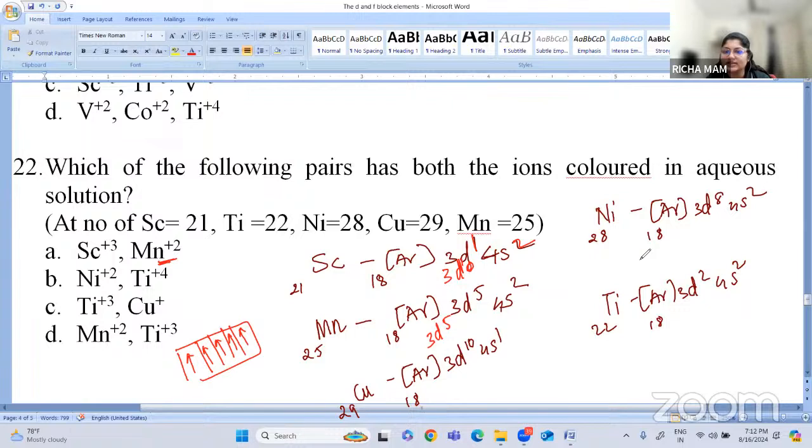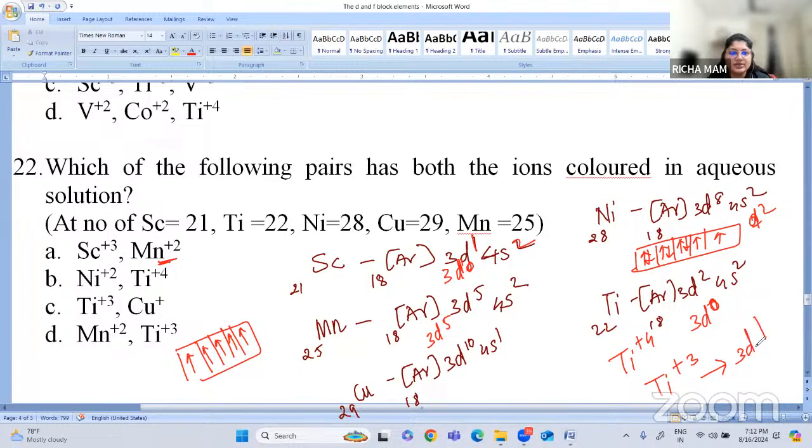Now, next is nickel. Nickel is 3d8. So if I write the electronic configuration, 1, 2, 3, 4, 5, 6, 7, and 8. So here you have 2 unpaired electrons, a d2 system. Then titanium plus 4 will be a 3d0 system. Then titanium plus 3 will be a 3d1 system. Then you have copper plus 1, so it will be a 3d10 system.